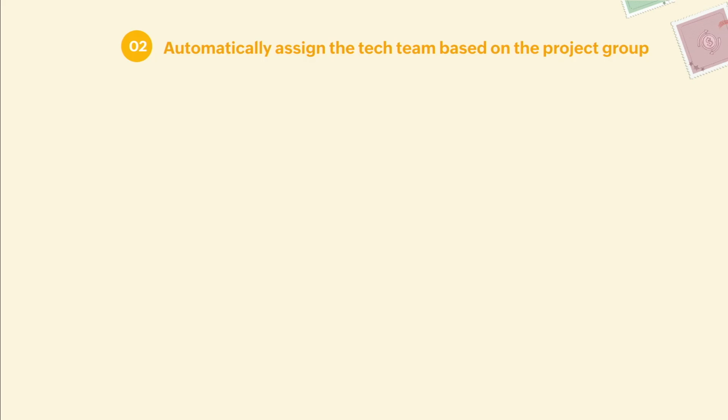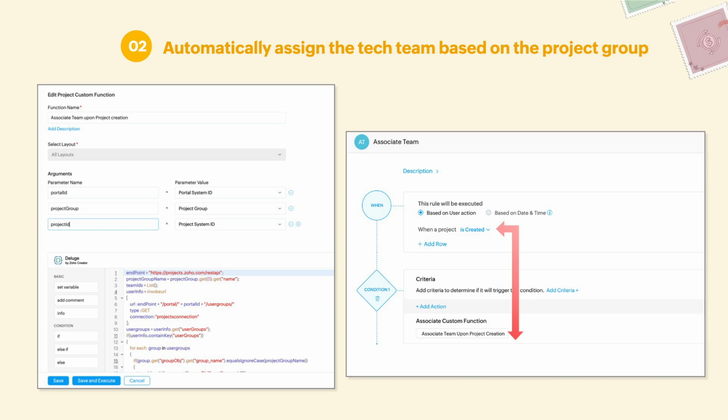The next one was assigning teams automatically. Before we had custom functions, the only workaround we had was the project template. You can create the project template with the team in it, and then create a project using the template. But now, again, we wrote a custom function for the same, fetching the team and assigning the team based on the project group. The system will match the project group name with the user group name. If it matches, then it assigns the respective team accordingly.